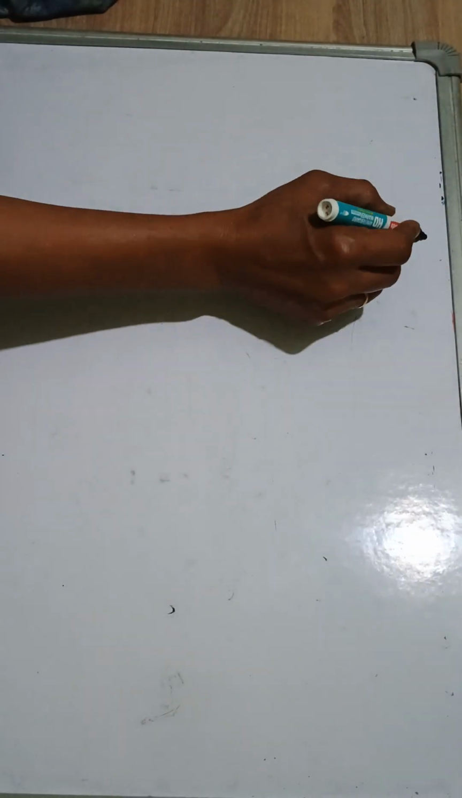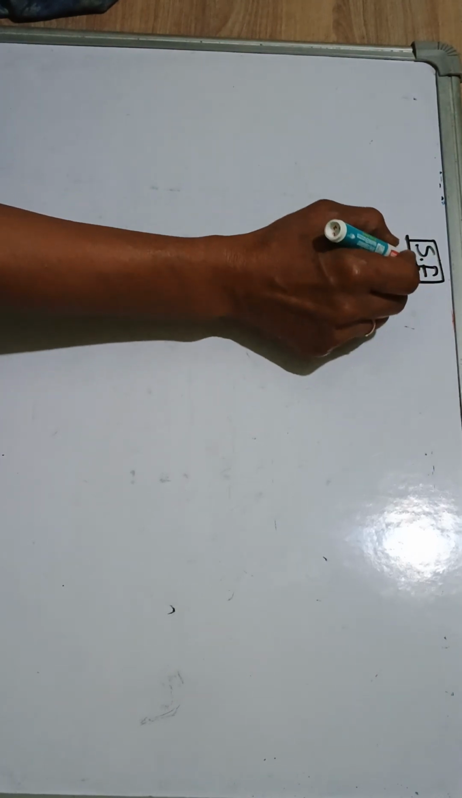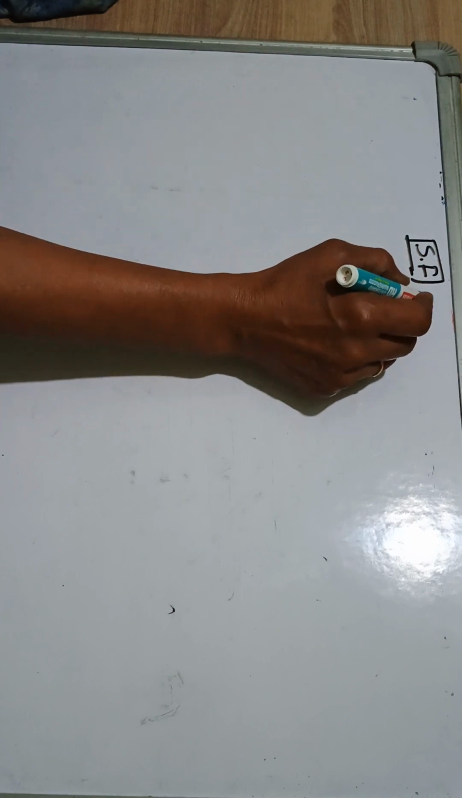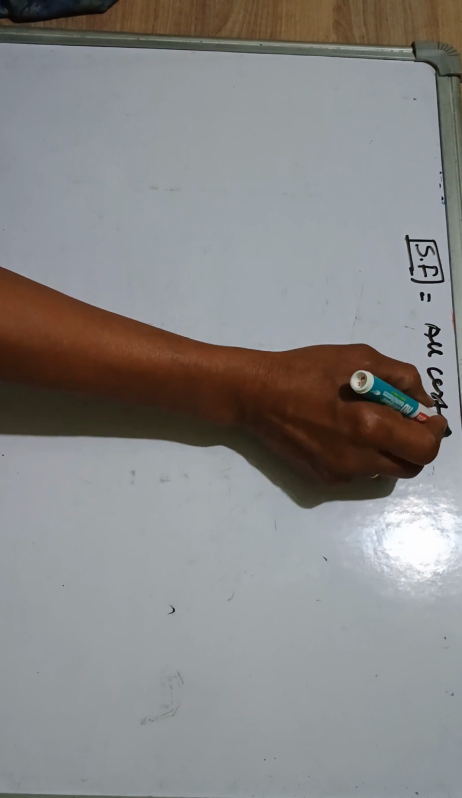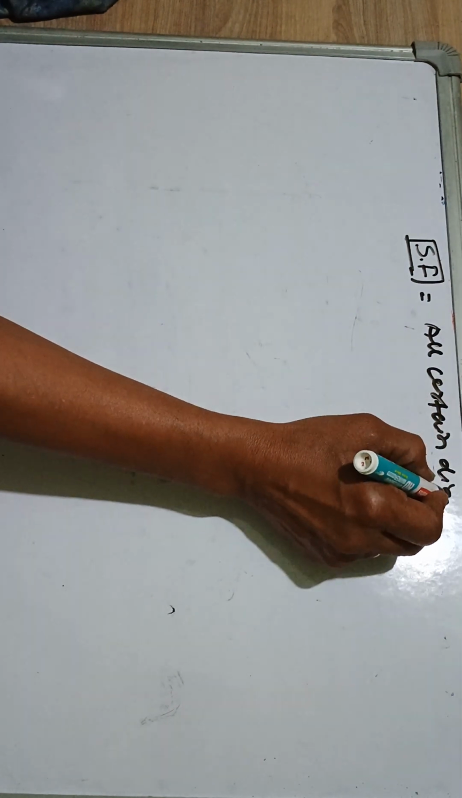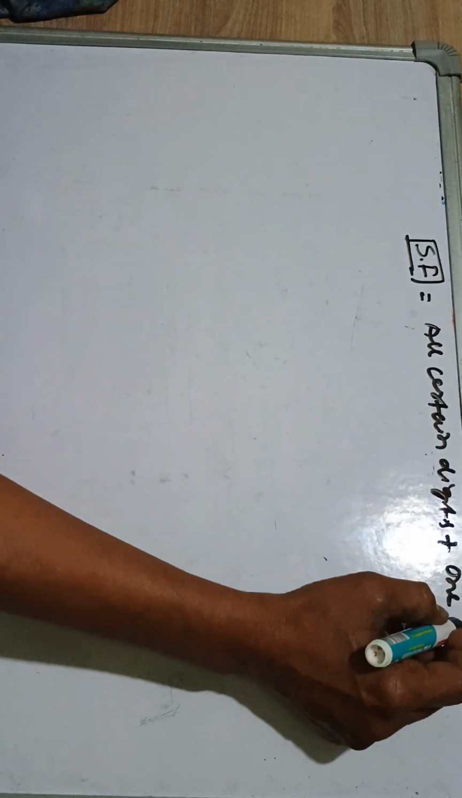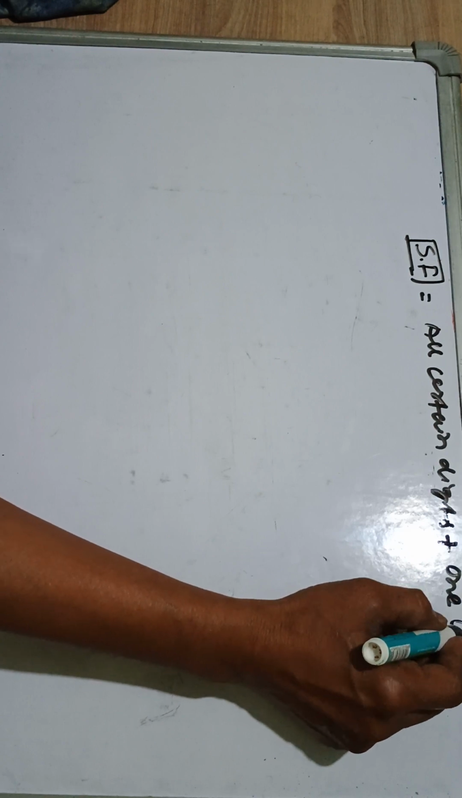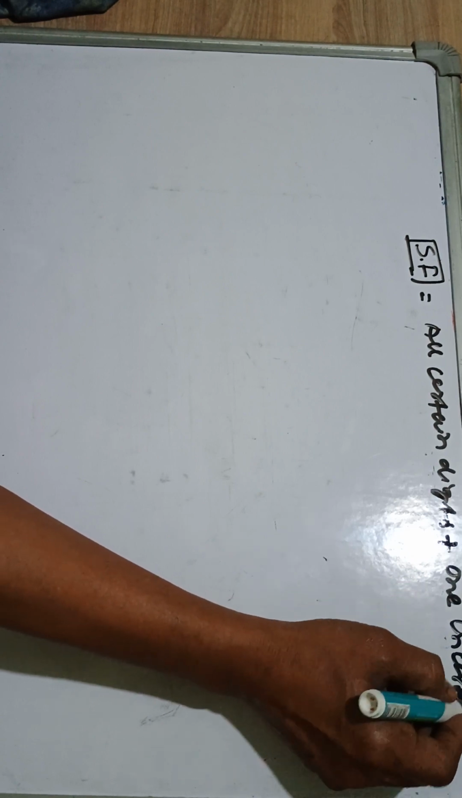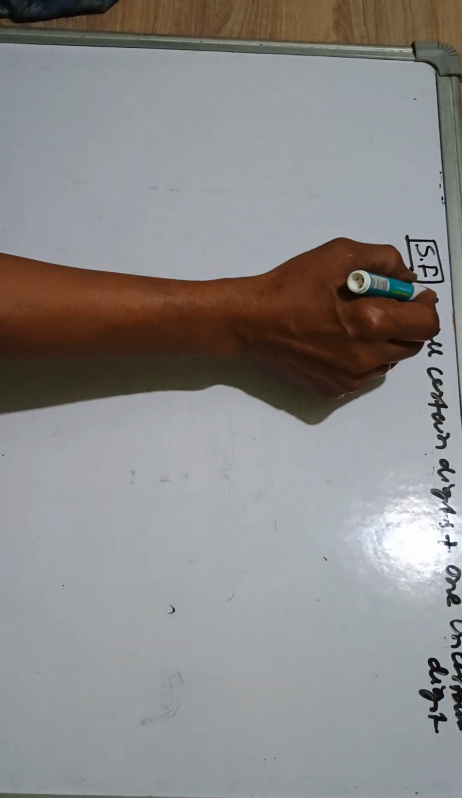Let us summarize what we have covered in significant figure. We have covered what is significant figure. Significant figure is all certain or reliable digits in our measurement plus one uncertain or unreliable digit. This will constitute our significant figure.